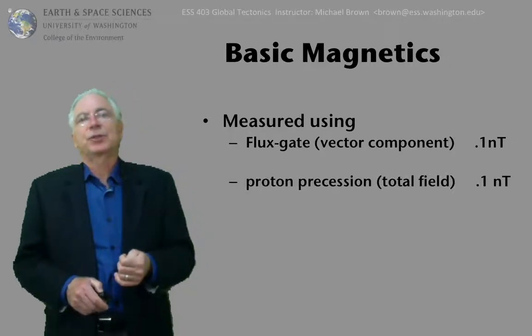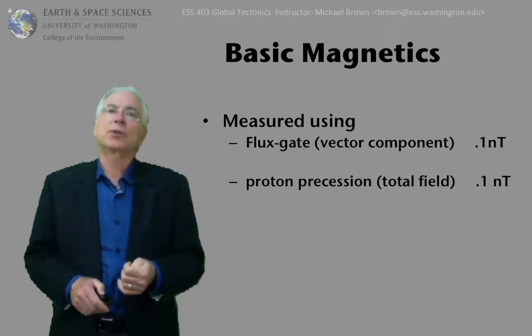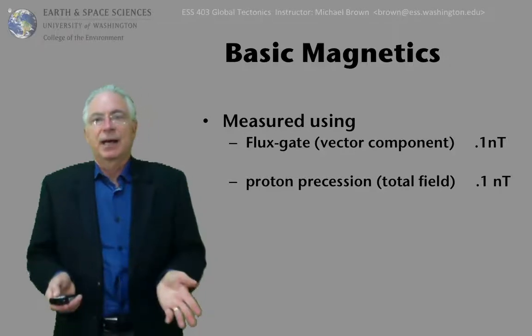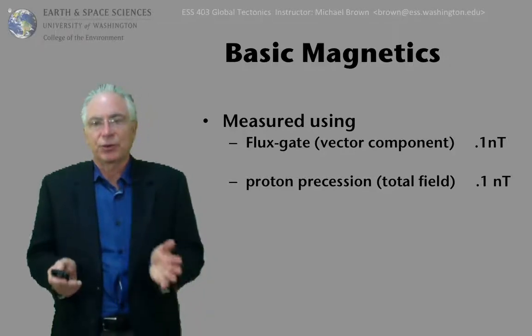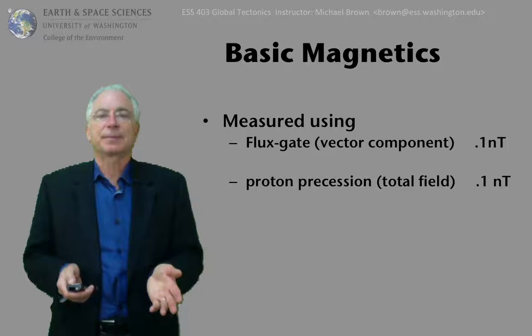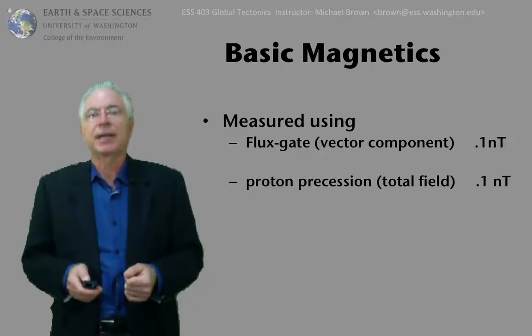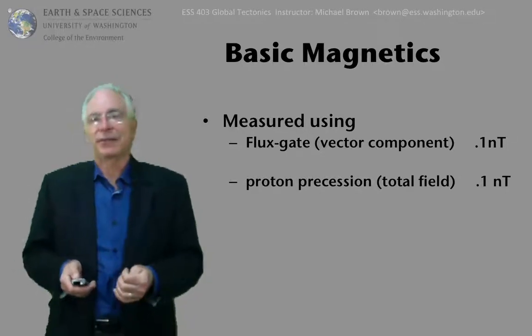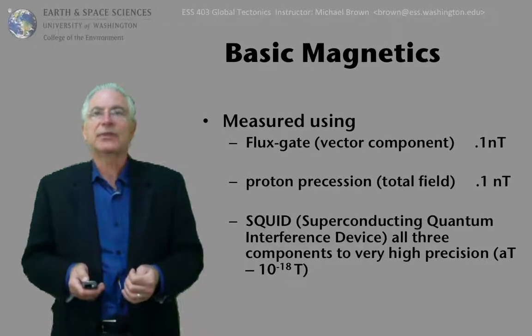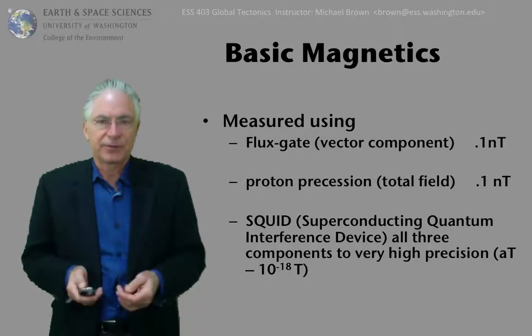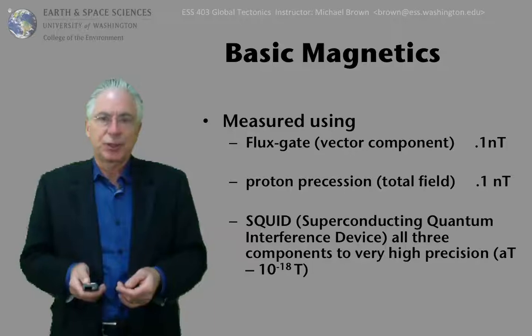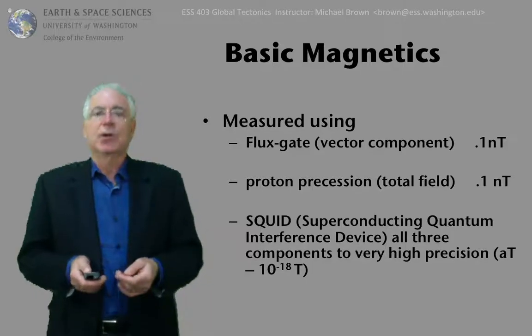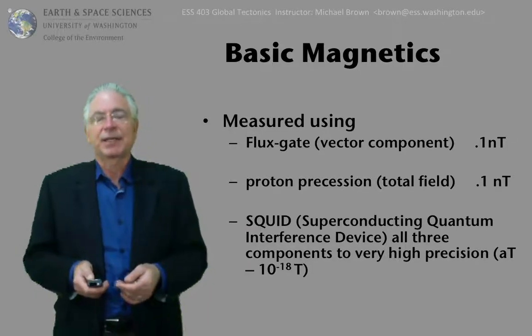Another instrument used to measure magnetic field is a proton precession magnetometer. Unlike the flux gate, it doesn't measure vector components of the field. It simply measures the total strength of the field, and it measures it to about 1/10 of a nanotesla. Finally, the modern instrument for measuring magnetic field is a SQUID, which is a superconducting quantum interference device.